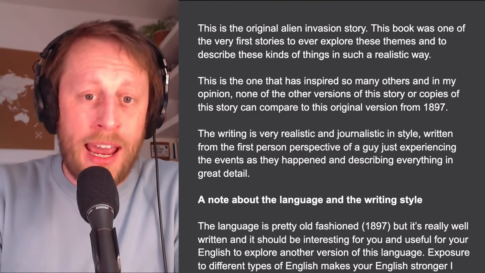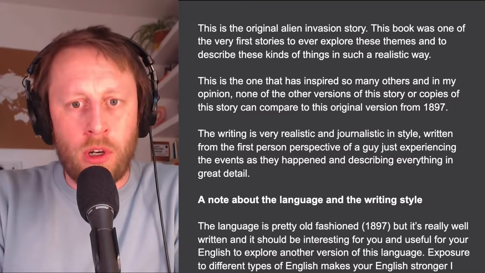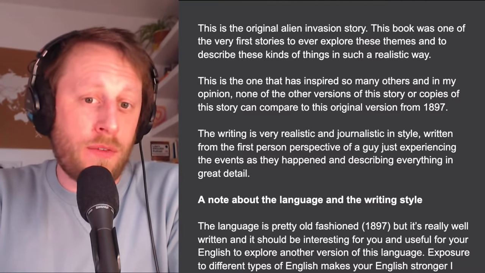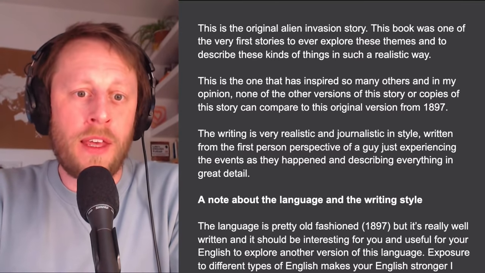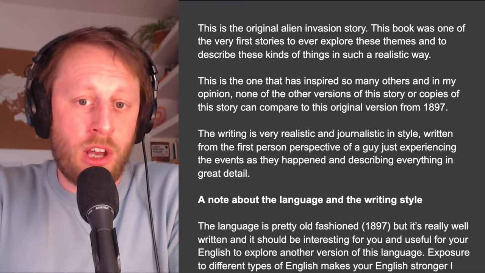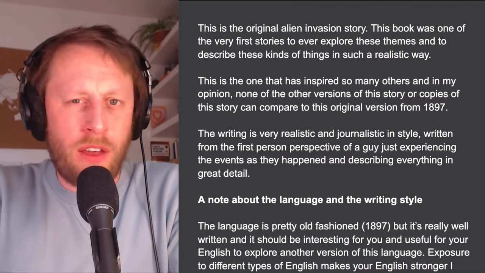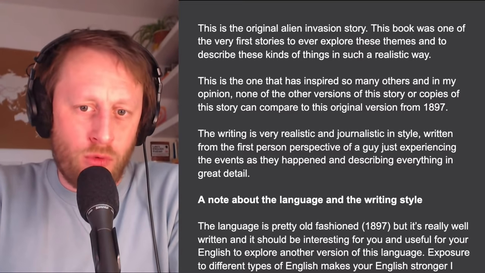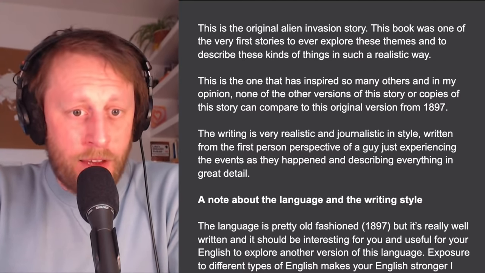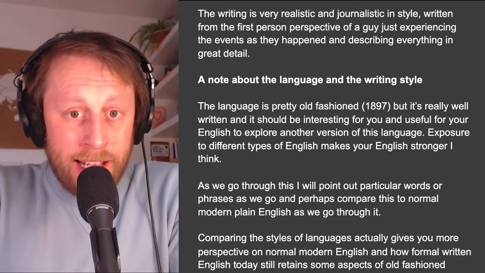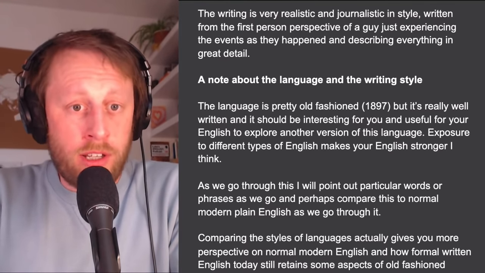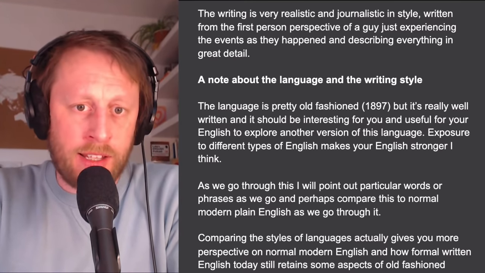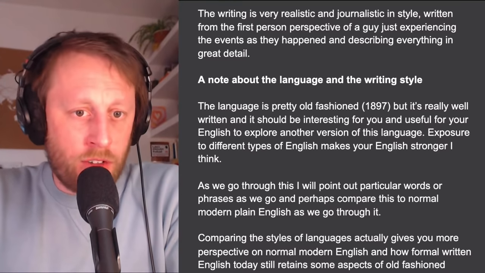This is the original alien invasion story. This book was one of the very first stories to ever explore these themes and to describe these kinds of things in such a realistic way. This is the one that has inspired so many others, and in my opinion, none of the other versions of this story or copies of this story can compare to this original version from 1897. The writing is very realistic and journalistic in style, written from the first-person perspective of a guy just experiencing the events as they happened and describing everything in great detail.